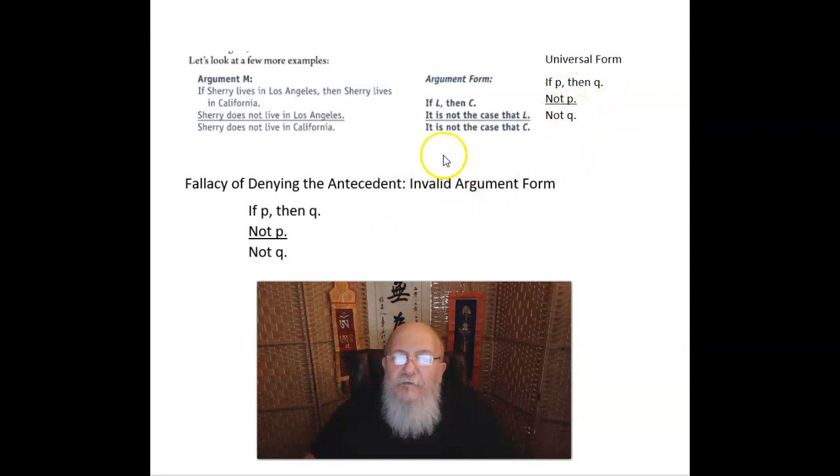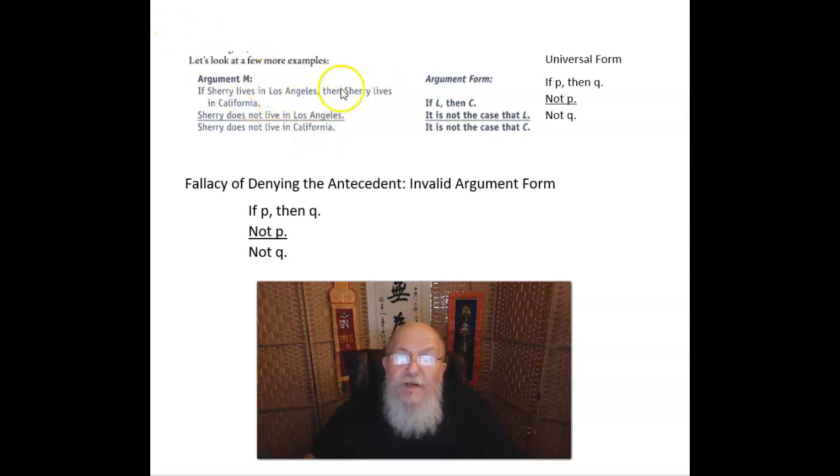And this is an invalid argument form, right? It's called the fallacy of denying the antecedent. See here, you're denying the antecedent of the conditional statement. So does the form if P then Q, not P, therefore not Q hold up? I mean, obviously not. Sherry could be living in Sacramento. She could be living in San Francisco. Just because she doesn't live in Los Angeles doesn't mean she doesn't live in California. So that's a really bad argument.